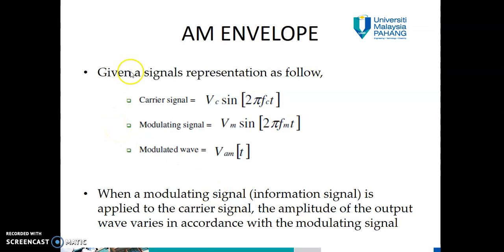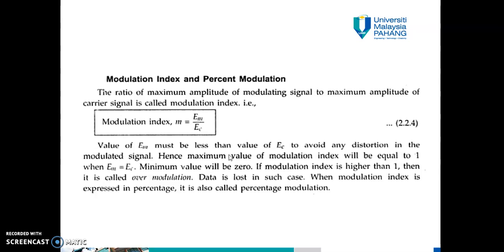So basically, in the AM envelope, you have the carrier signal, modulating signal, and the modulated wave. Now this is the first term you must know: modulation index. Modulation index is VM over VC.